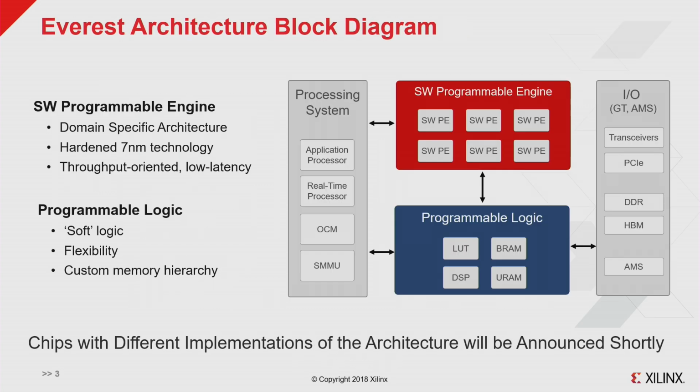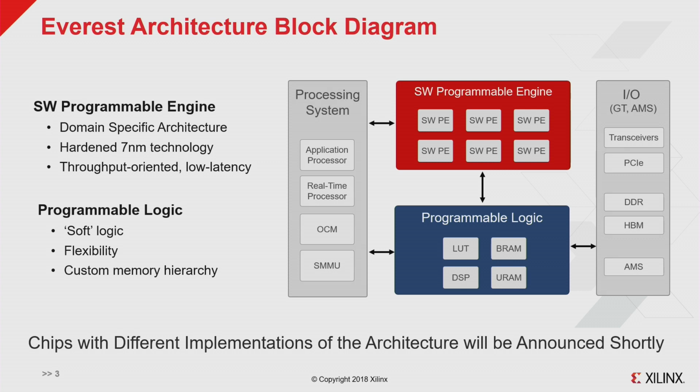So let me go one level down. You have probably seen these simplistic pictures. This is maybe still a bit high level, but with a little more detail. What you see on the left is the processing subsystem with the application processors and the real-time processors. You can see the programmable logic with your lookup tables, DSPs, and embedded memories, BRAMs, URAMs, and then you have your programmable I/O, where you have the transceivers, PCIe, DDR, HBM, and integrated, if you are following Xilinx, you have seen recently the announcement of integrated AMS, analog and mixed signal, with integrated DACs and ADCs.